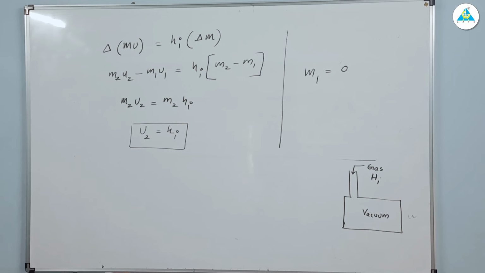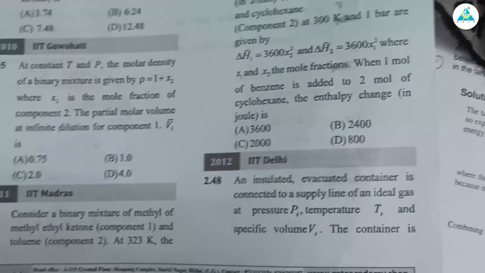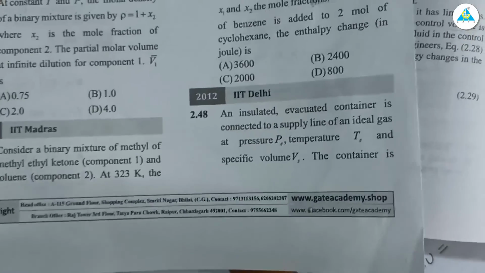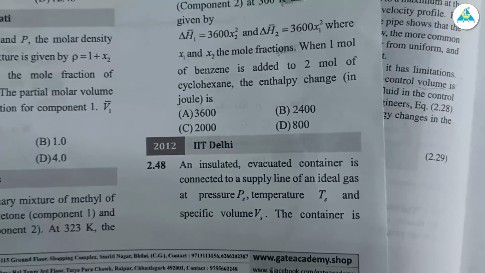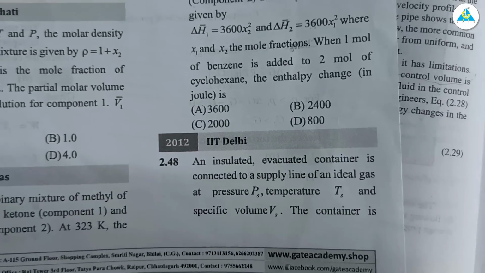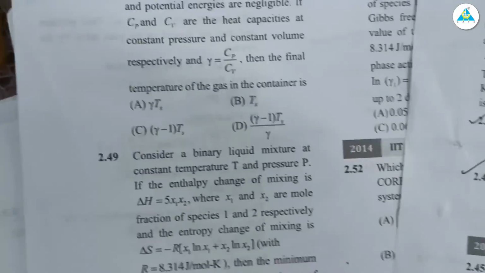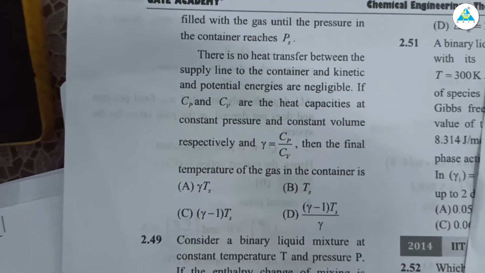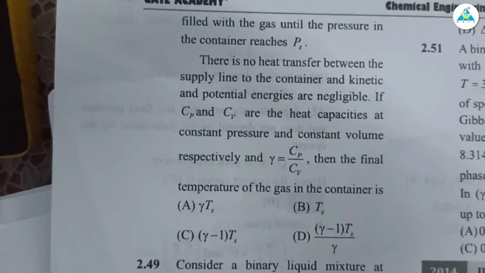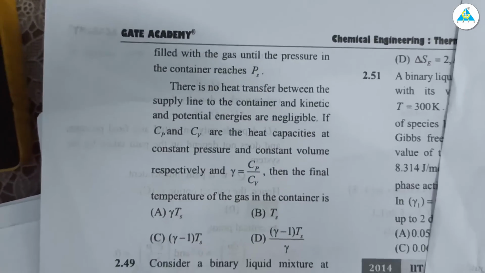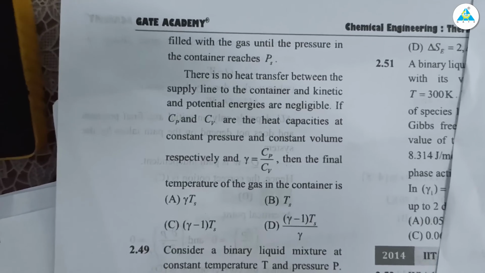So this is the question, right? This is the question given in your Smith and Van Ness book, question 2.13. The same question is repeated in 2012 IIT Delhi. An insulated evacuated container is connected to a supply line of ideal gas. Same thing, no change. It is filled with gas until the pressure reaches the supply pressure PS. There is no heat transfer, kinetic and potential energy are negligible, Cp and Cv are the heat capacities. Then what will be the relation for the final temperature of the gas in the container? This is the question. Clear?